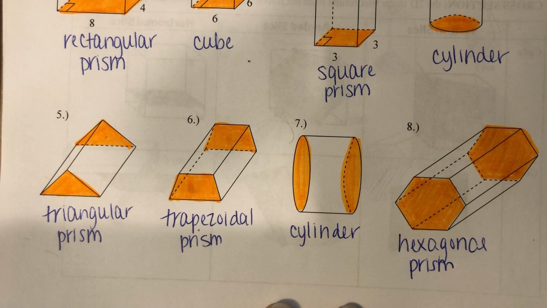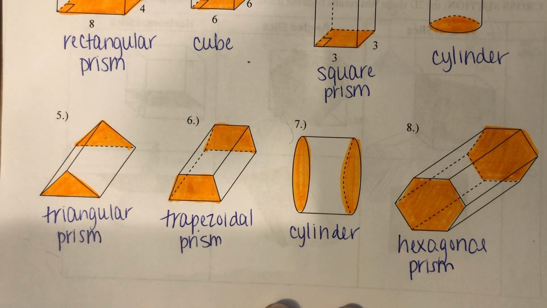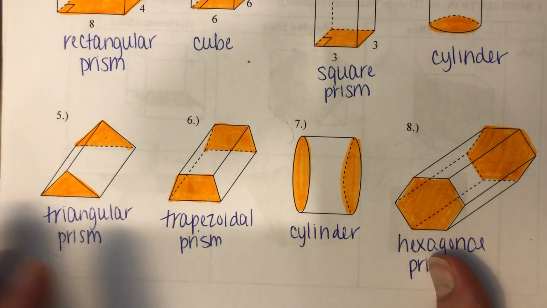Okay, so those are prisms and cylinders. You're going to see 2 bases that are the same with remaining faces that are rectangles. And if it's a cylinder, those 2 faces will be circles. All right, moving on.